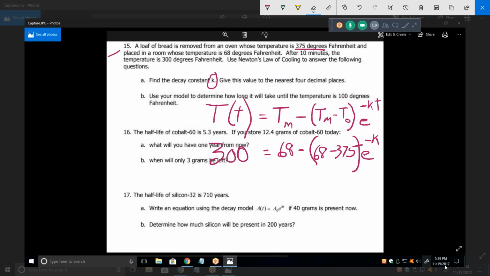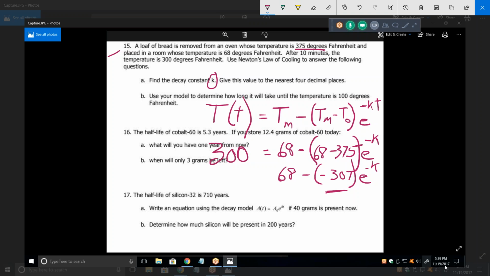All right, let's just make sure you know how to solve this. I can simplify it a little bit. I've got 68 minus a negative 307. So isn't that times e to the minus k just 375? The 68 minus the negative 307, isn't it just 375? No, because this is a multiplier of e. Oh, never mind then.